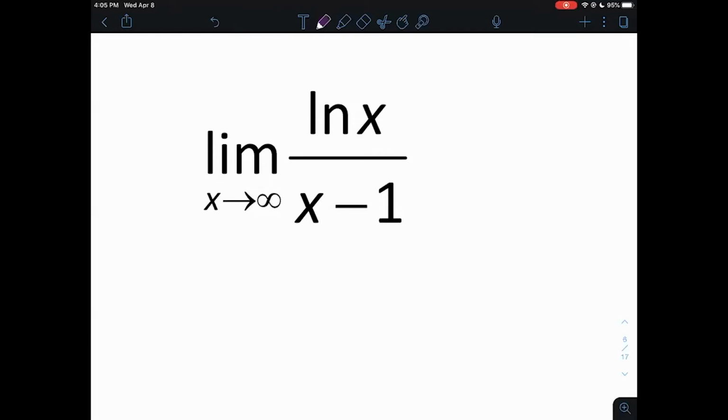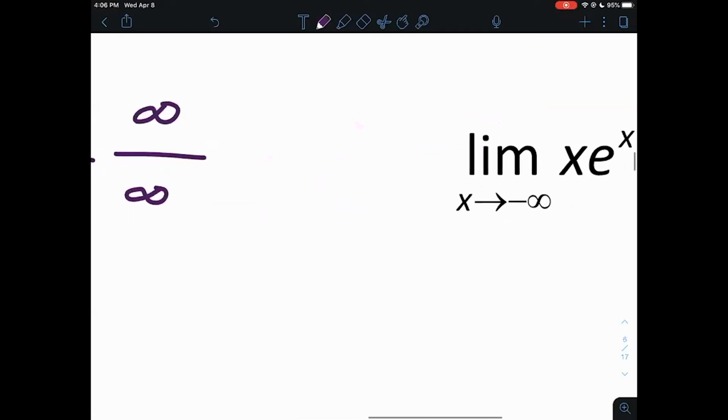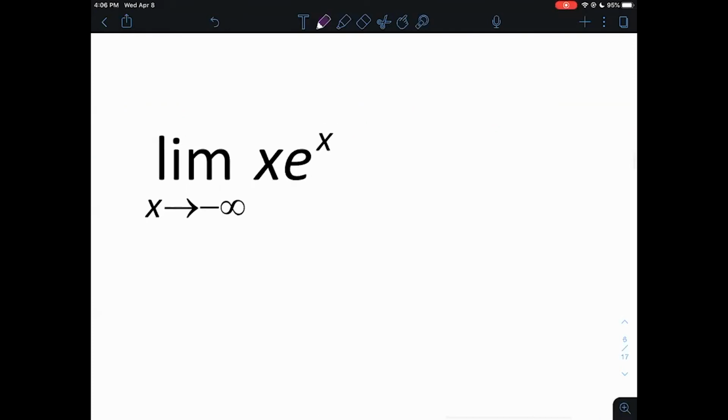So we can think about this not necessarily as substitution, but as thinking through what the functions are doing. The natural log function is strictly increasing. As x increases, the natural log of x increases as well. So as x approaches infinity, the natural log of x will approach infinity as well. And then your denominator, x minus 1, that's a linear function. It has a positive slope. As x approaches infinity, x minus 1 also approaches infinity. So we're in this situation, this indeterminate form where we are dealing with infinity over infinity. And then last situation here, the limit as x approaches negative infinity of x times e to the x.